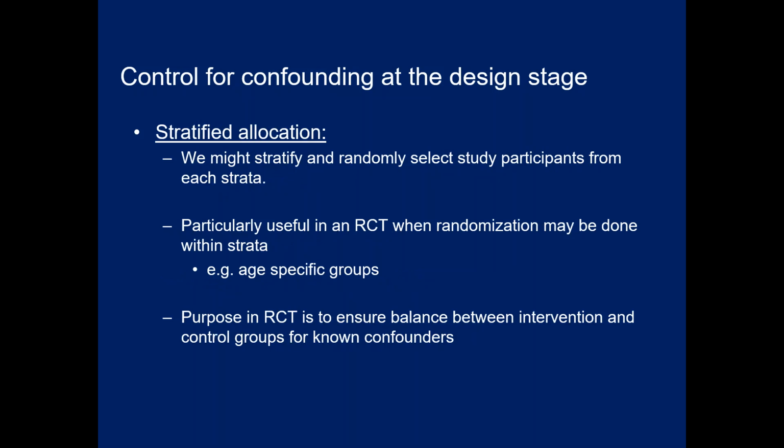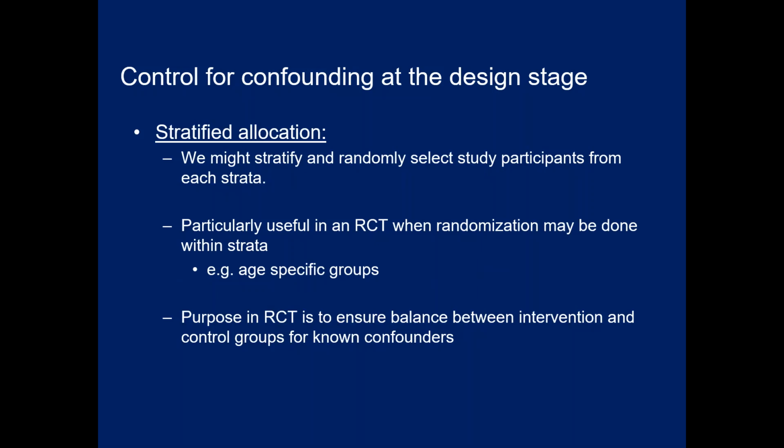Another approach we might use is stratified allocation, and we can do this in two ways. We can do it in the sense that if we thought farm size, for example, was going to be a risk factor, we could randomly select similar numbers from small, medium and large farms, for example.